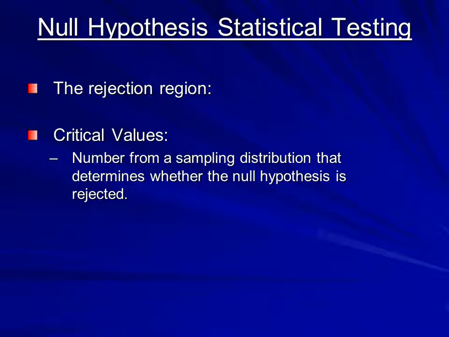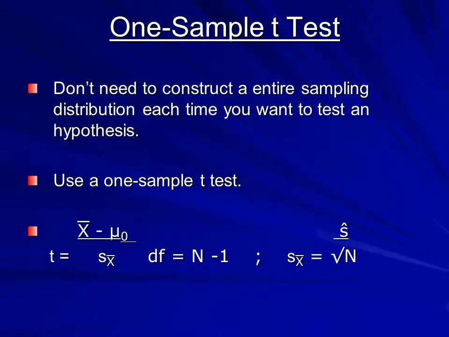We talked about this in the early part of Chapter 9, the rejection region. If you're drawing it, that's the part that you reject. It's going to be toward the tails on either side. The critical values are the values by which you figure out if your t-value is beyond, or in, that rejection region. So we don't need to construct an entire sampling distribution each time we want to test the hypothesis.